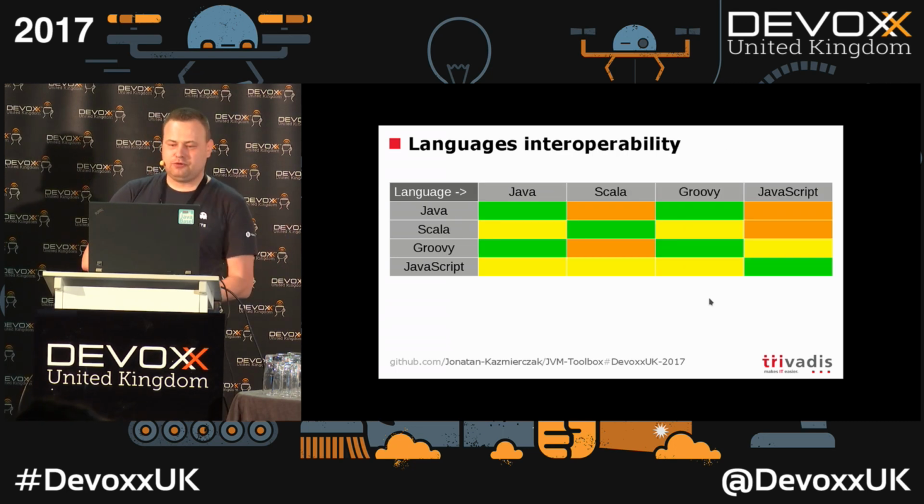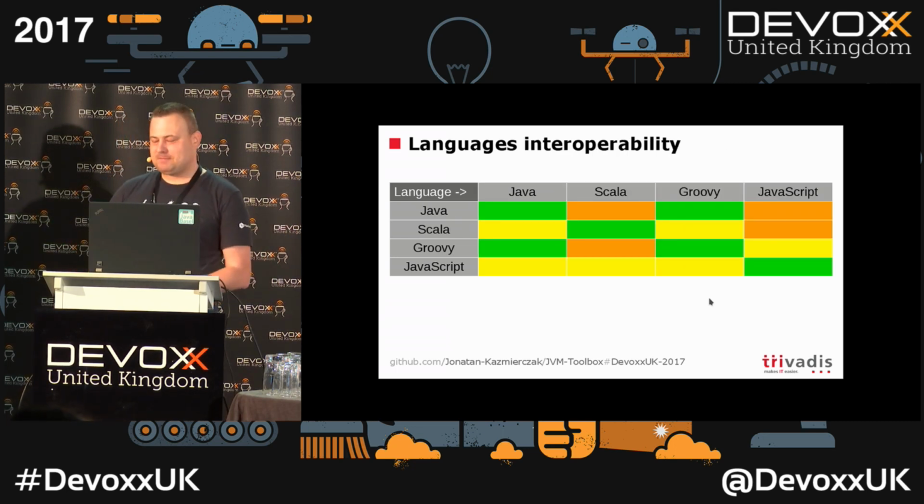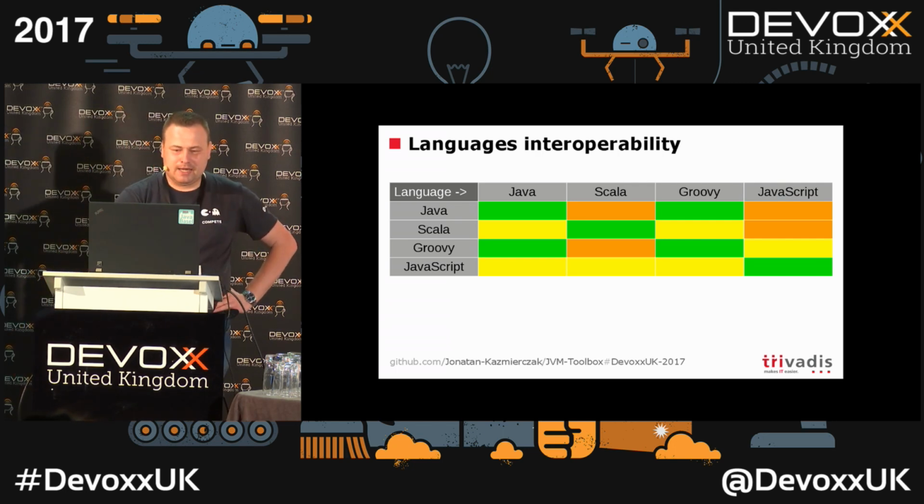And we may want to mix them together and have interoperability. And here is another matrix which can be interesting. We can see here that Java and Groovy are fully interoperable. Yes, the green one.